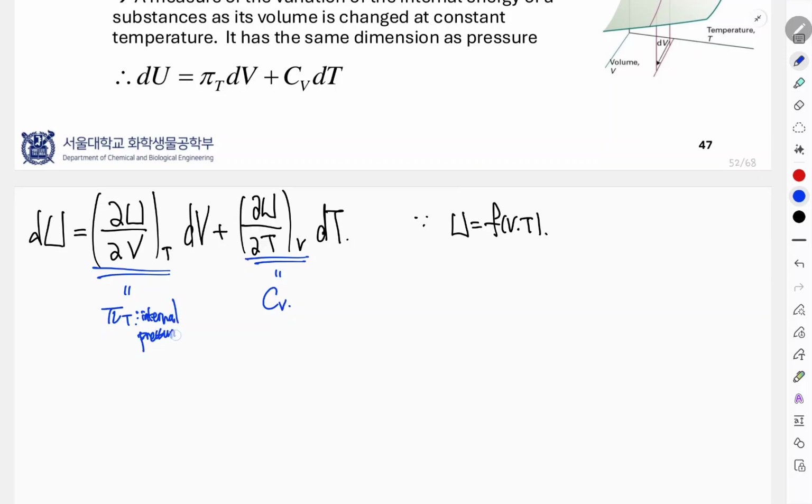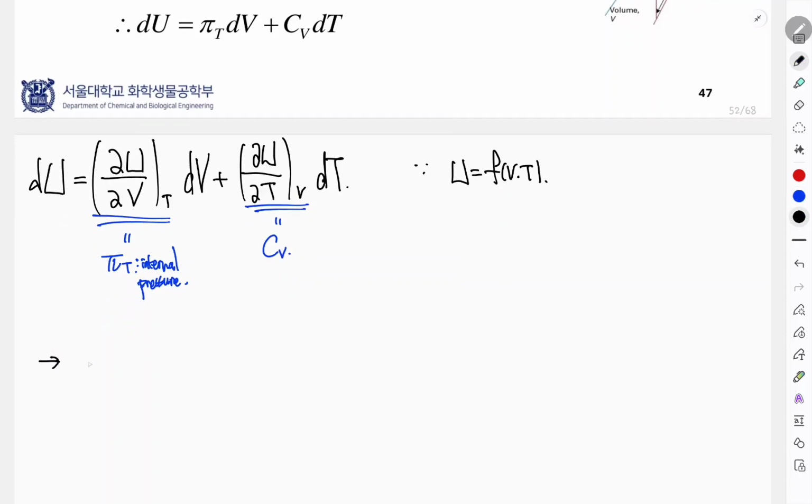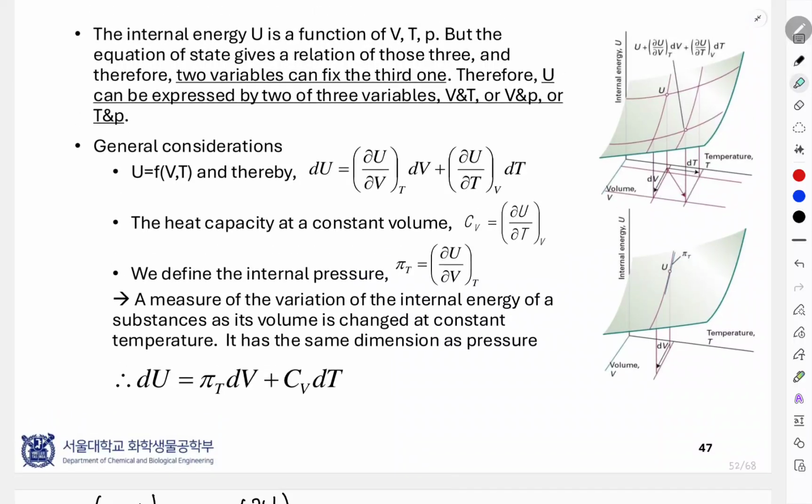Then the equation can be written with simplicity: internal pressure, dV, and then heat capacity here. This internal pressure is a measure of the variation of internal energy of a substance as its volume is changing at constant temperature. And, like you can see from the name, it has the same dimension as pressure. Let's talk about this internal pressure more.